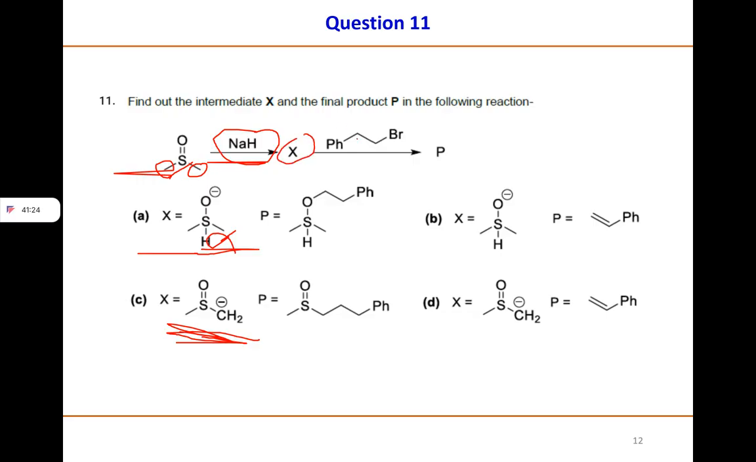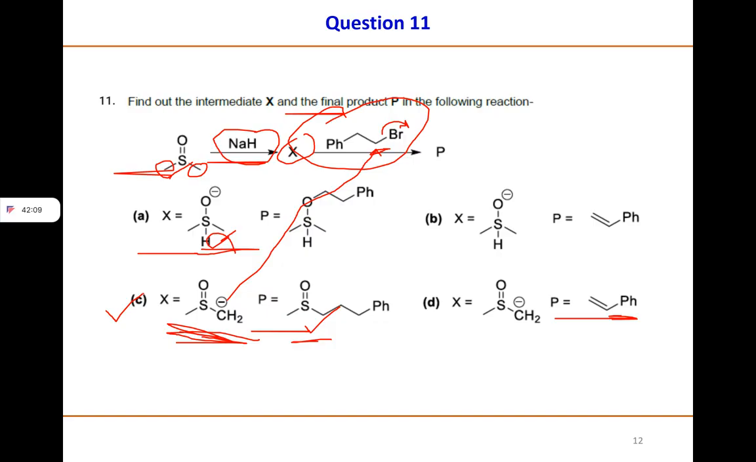Then in case of the P product, here we have another reagent, this one. Bromo is a good leaving group. So this nucleophilic attack will take place here in an SN2 manner, and bromine will get knocked out. It will give this product, right? Why not this one? Here elimination could take place, but this halide will get substituted instead of elimination. So that's why the correct answer is option number C.